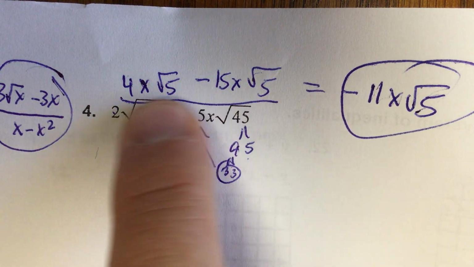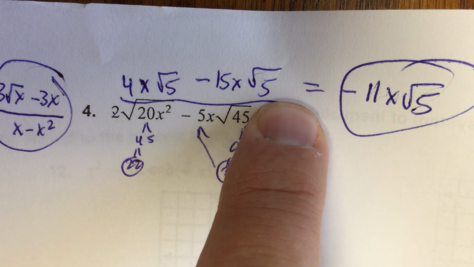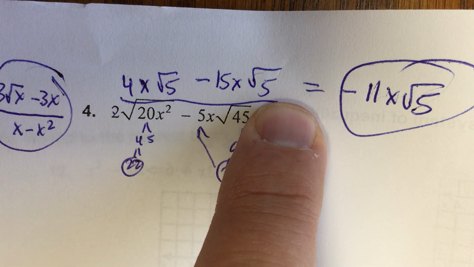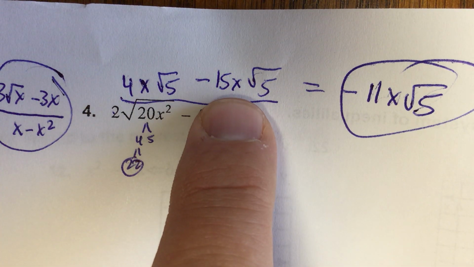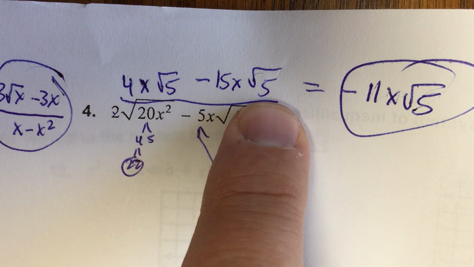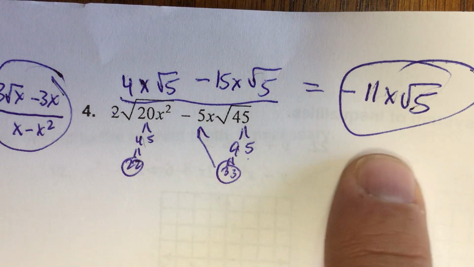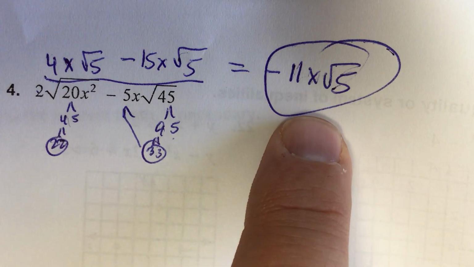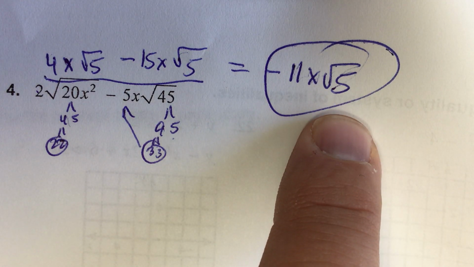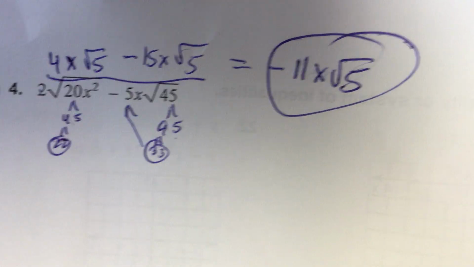A lot of kids get to here and leave this as the answer on the test. Look and make sure that you don't have common terms or like terms. So because these are like terms, the x's are the same, the roots are the same. I can add those, and I end up with negative 11x roots of 5. Don't multiply these, add them.